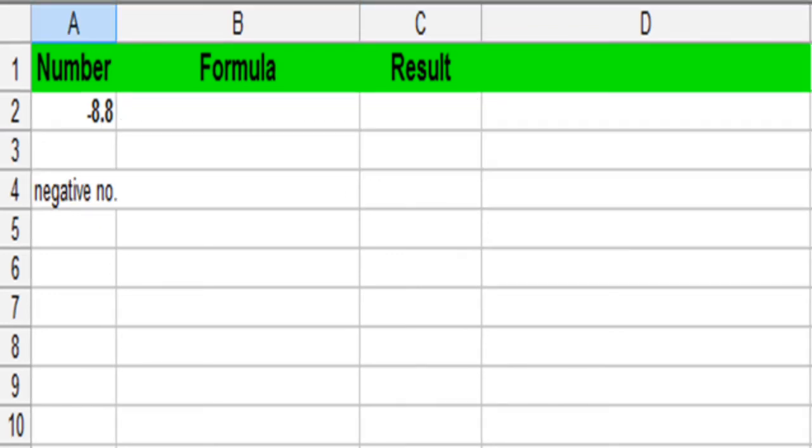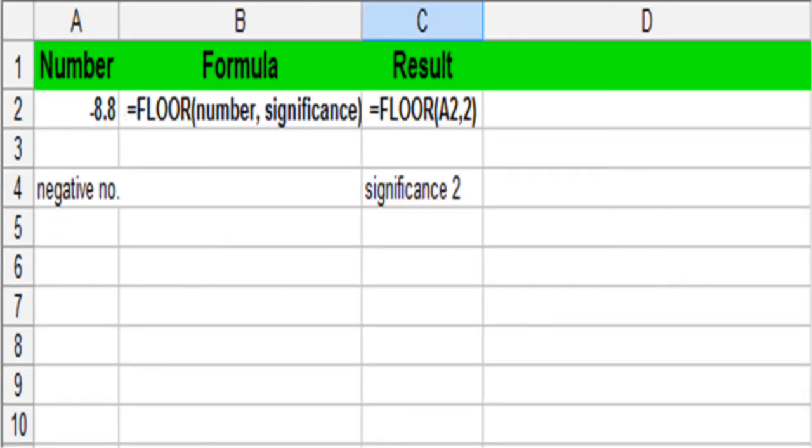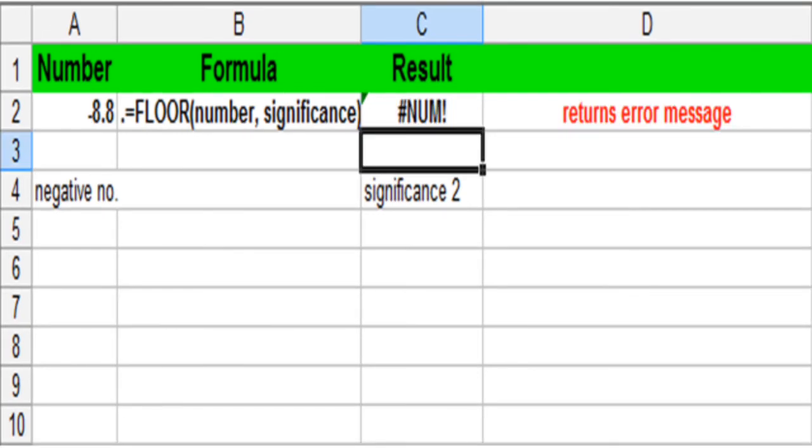Number minus 8.8. Significance 2. Formula: equals FLOOR(A2, 2). Press enter. Returns error message.